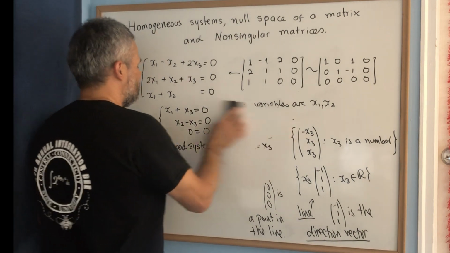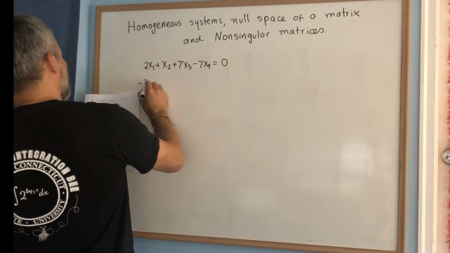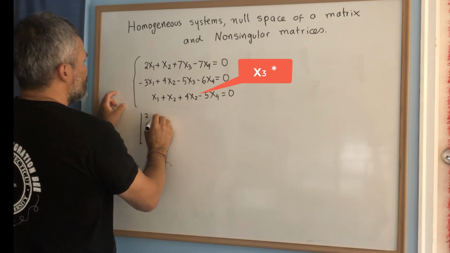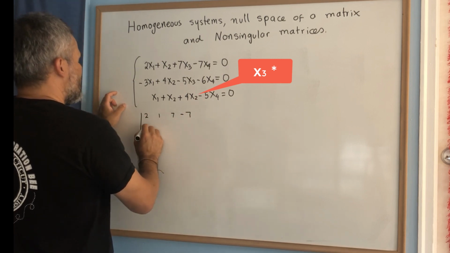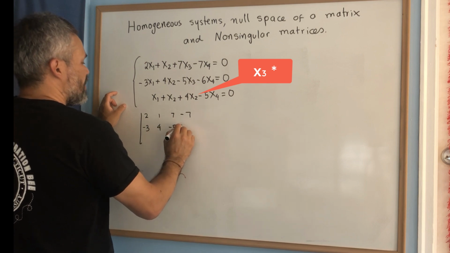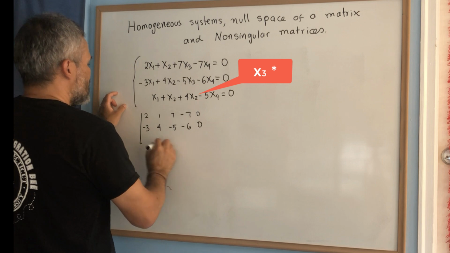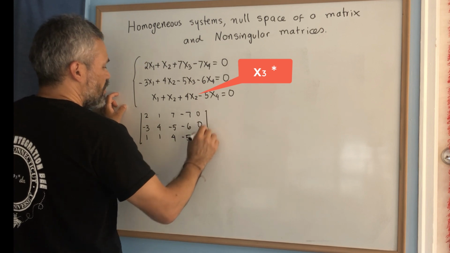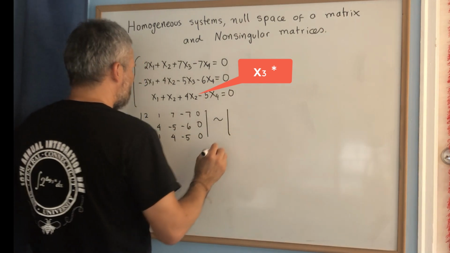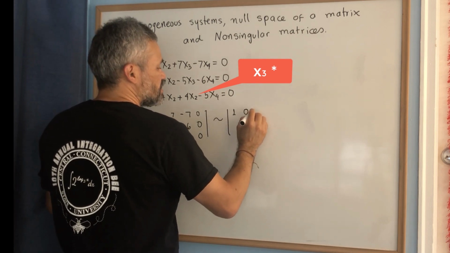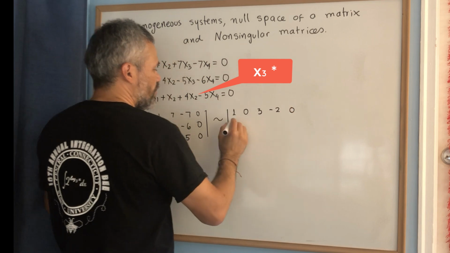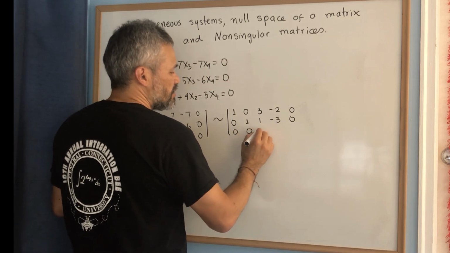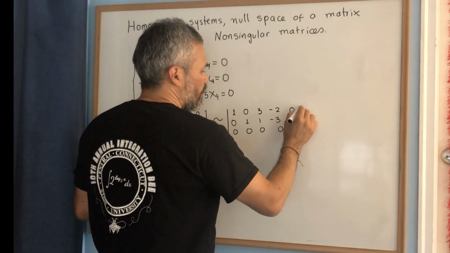Let's do another example. In this case, the augmented matrix is 2, 1, 7, negative 7, negative 3, 4, negative 5, negative 6, sorry, I'm forgetting the zeros, and here is 1, 1, 4, negative 5, and 0. We can check that this matrix is row equivalent to the matrix 1, 0, 3, negative 2, 0, 0, 1, 1, negative 3, 0, 0, 0, 0, 0, 0.